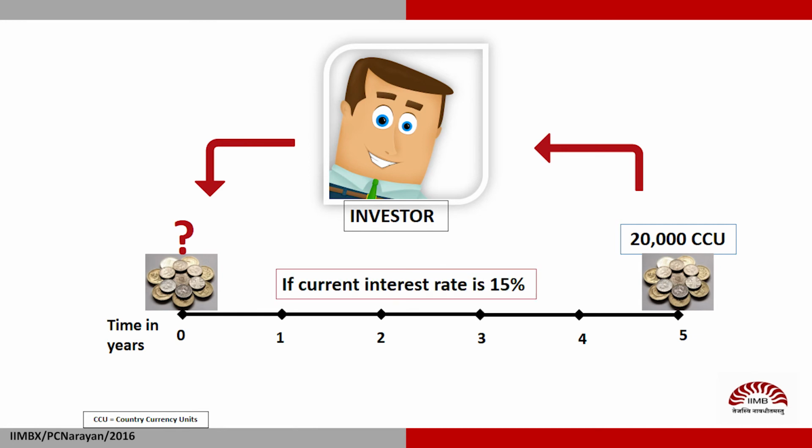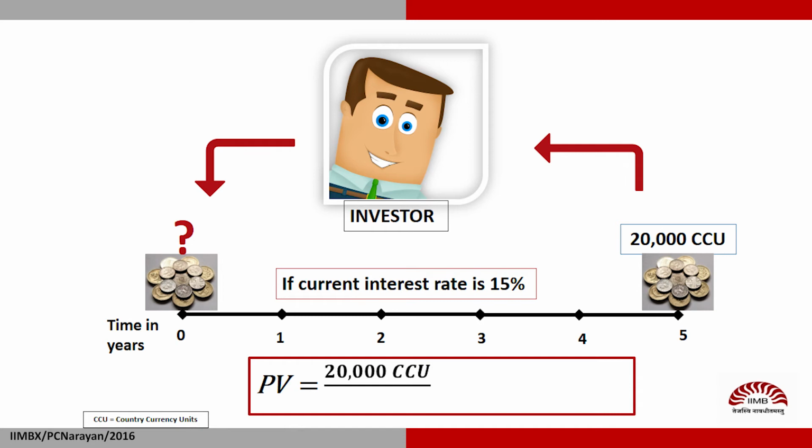Now if you just work that through, at the end of 5 years he needs 20,000 divided by 1 plus 0.15 to the power of 5, which would give you a value of 9,943 currency units. In other words, what this is saying is, from present value you can calculate the future value, and from the future value you can calculate the present value.